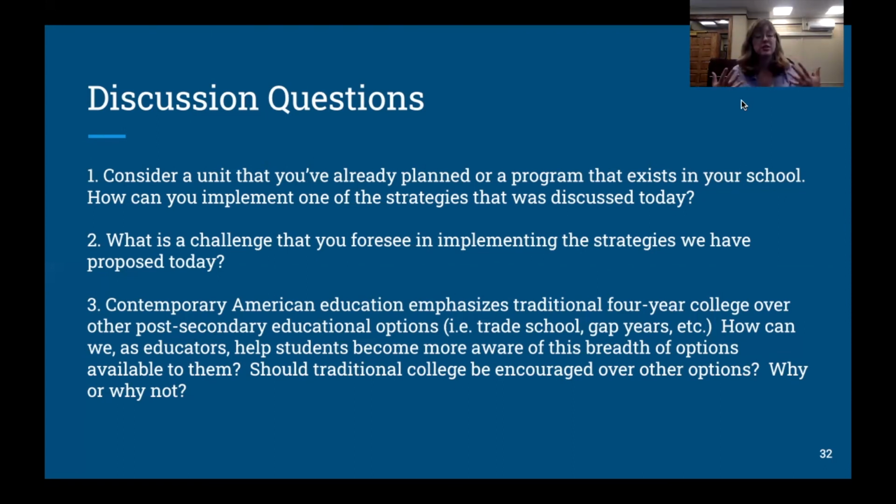And then our third discussion question is a little bit different, looking more broadly at the effects of this research or how we could apply it to society as a whole. We think that contemporary American education emphasizes four-year college. That is really strongly the trend that we see. And it's emphasized over other post-secondary educational options like gap years or perhaps trade school, which could also be viable options for students.